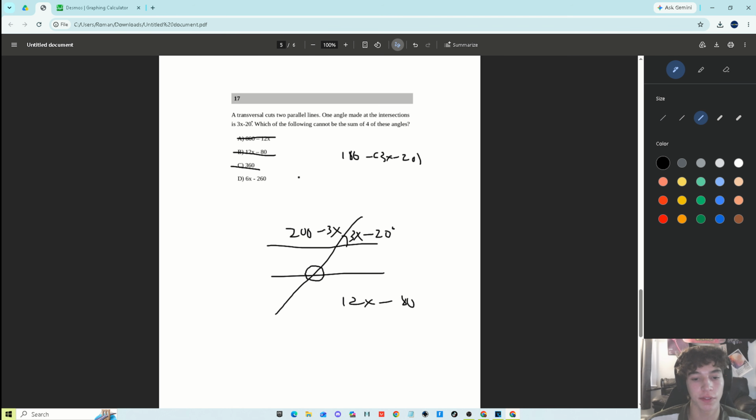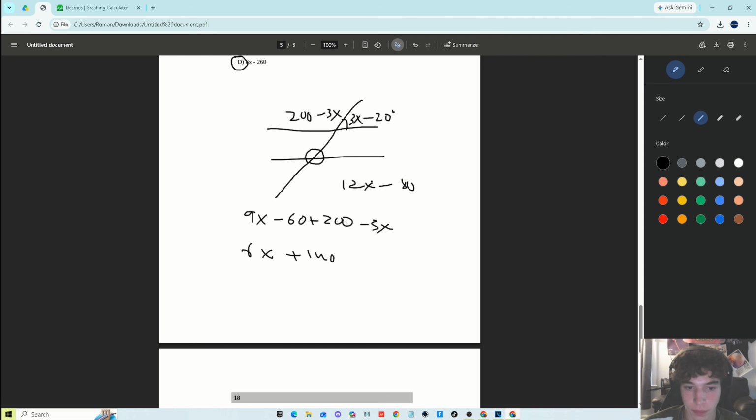It's the only answer we have left, but we can still double check. So to get a positive 6x, we would need 3 positive 3x and 1 negative 3x. So let's do that. So it would be 9x minus 60 plus 200 minus 3x. So that would leave us with 6x plus 140. And as we can see, 6x plus 140 does not equal this, so D is our final answer. So yeah, kind of a tedious question, but it's simple if you break it down.